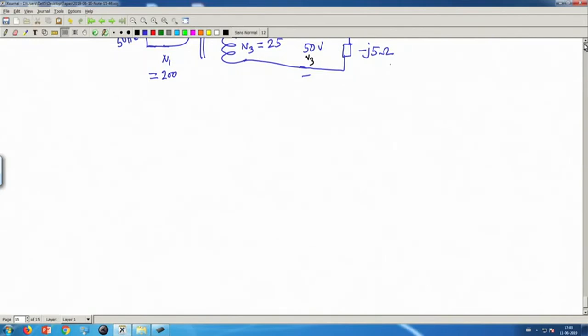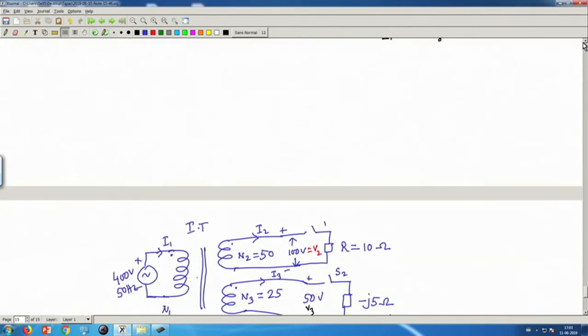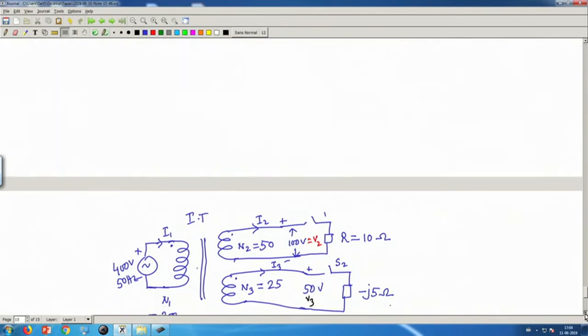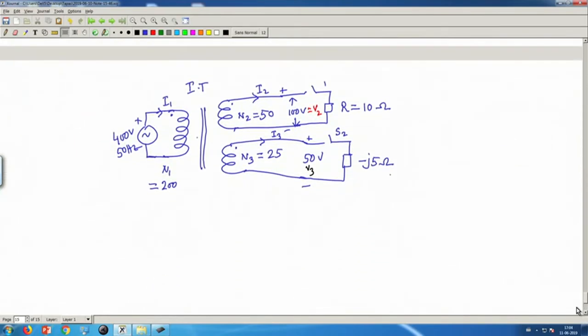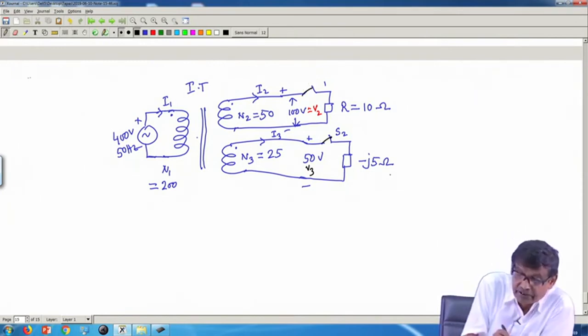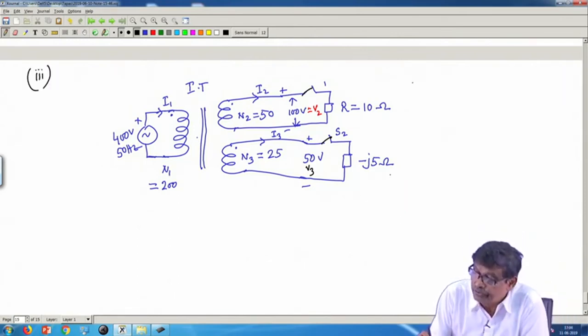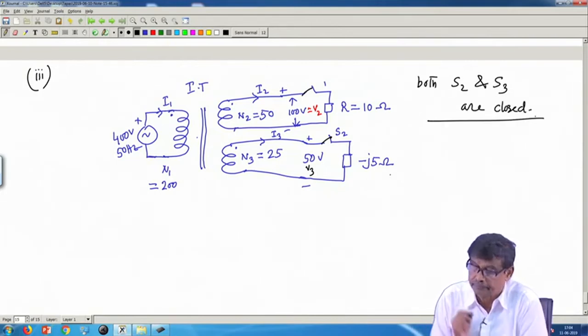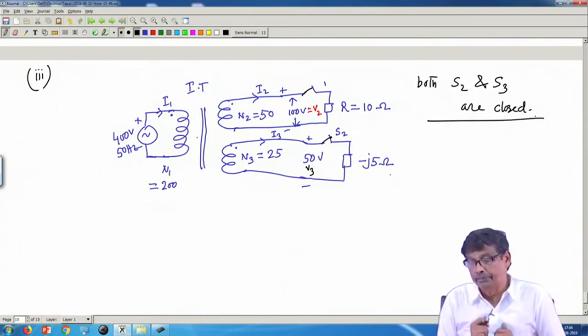Okay. Now, listen carefully to what I am telling. So, this is the thing now. Both the coil switches are closed. What do I do? That is part 3. Both S2 and S3 are closed. Therefore, what is going to happen?